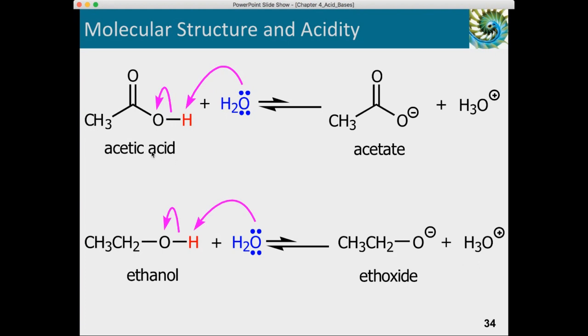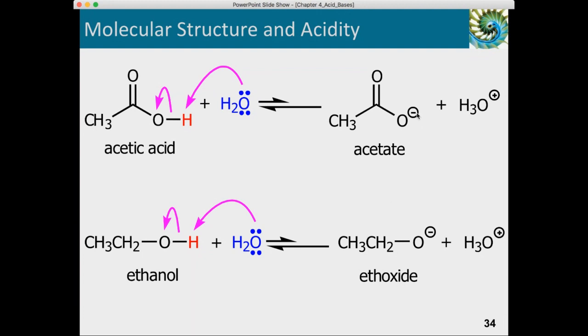So if I want to compare the acidity of acetic acid with the acidity of ethanol, I need to look at the structure of their respective conjugate bases. The conjugate base of acetic acid is acetate. The conjugate base of ethanol is ethoxide. So let's compare the acidity of these two based on molecular structure.